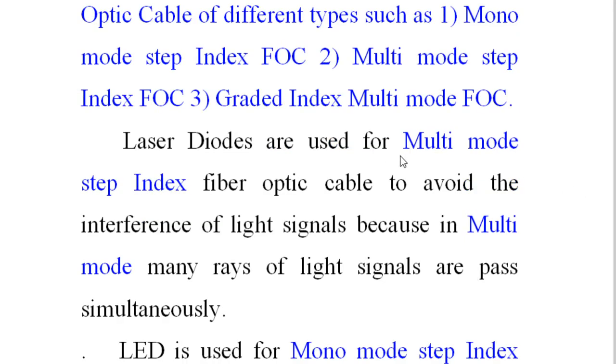Laser diodes are used for multi-mode step index fiber optic cable to avoid the interference of light signals. Laser diodes are used because if you want to pass 10 information signals, and all those 10 information signals are of the same frequency, then information will get mixed with each other. Frequency means wavelength I am talking. Therefore, you must have laser diodes of 10 different wavelengths, and for every wavelength there is one color associated. So laser diodes are used for multi-mode step index fiber optic cable to avoid the interference of light signals, because in multi-mode many rays of light signals are passed simultaneously.